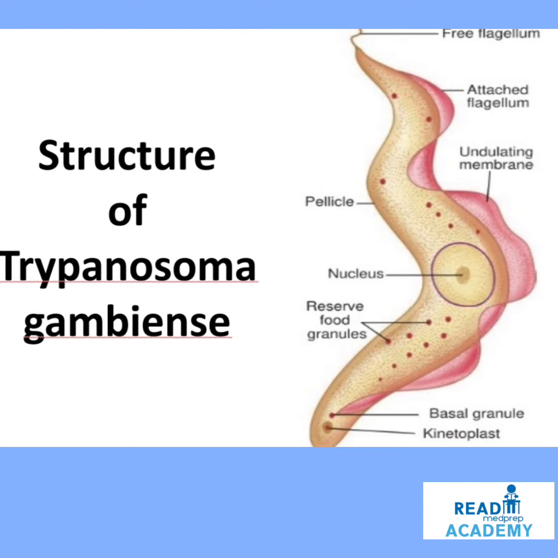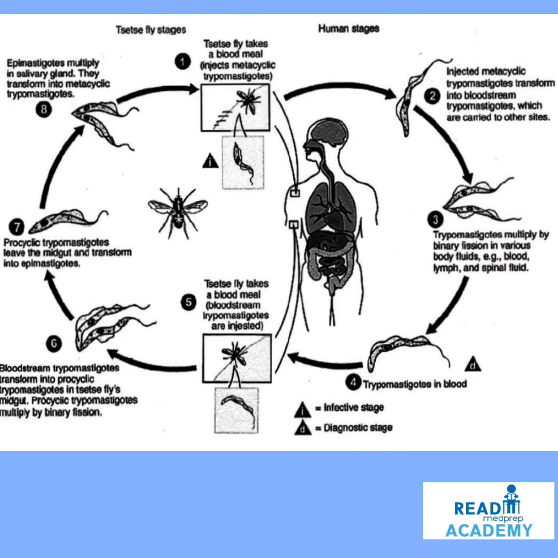There is a free flagellum at one tip and an attached flagellum is attached to the body of the protozoa with an undulating membrane, and it has a nucleus and reserve food granules. It has a basal granule and a kinetoplast. The cell membrane of the worm is called the pellicle. Here you can see the life cycle of the trypanosoma.